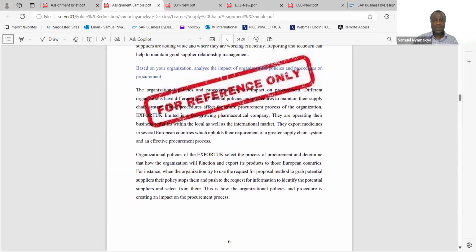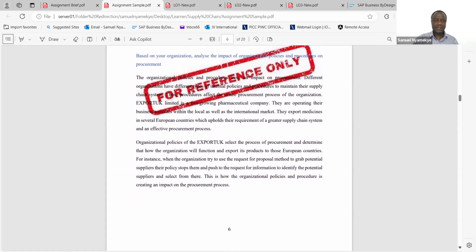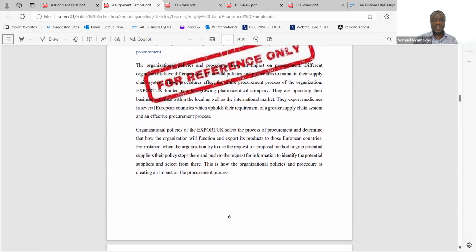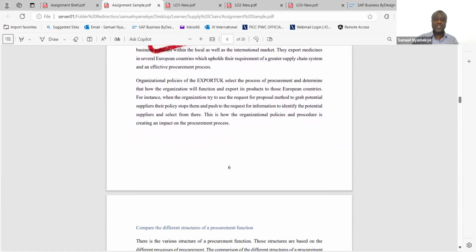And so you're looking at policies and procedures. How does Export UK work in terms of getting things, the rules that will regulate the way they work? And these are policies. So we are saying that policies are the guidelines, and the procedures are the act of executing these policies. So it's important for you to have the policies, and the procedures will be how you want to execute these policies.